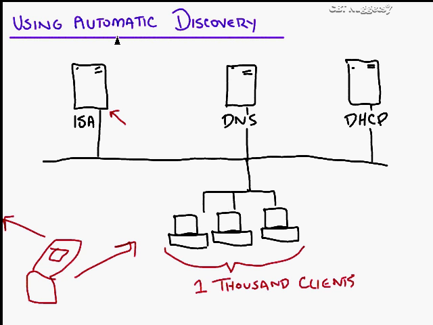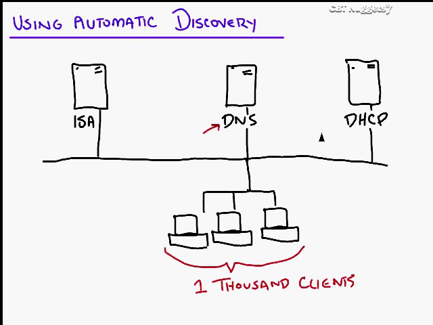Automatic discovery allows the clients to discover exactly what ISA servers they will go to. The way it does that is by using either DNS or DHCP. Here's the idea. Microsoft has coded this protocol called the Web Proxy Auto Discovery Protocol. It's abbreviated WPAD.